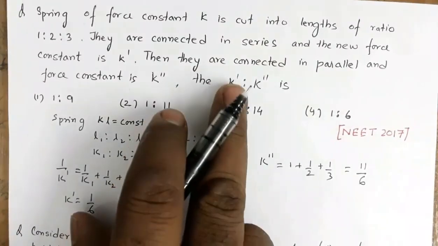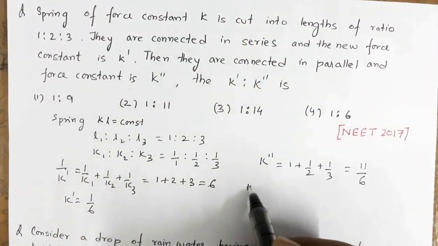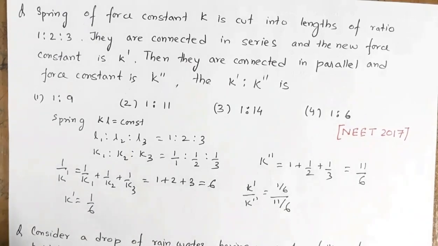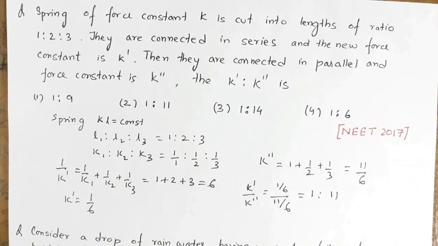Now the question asks is ratio of K dash to K double dash. So K dash by K double dash is equal to 1 by 6 divided by 11 by 6. That is equal to 1:11. So of the given options, option 2 is the correct answer.